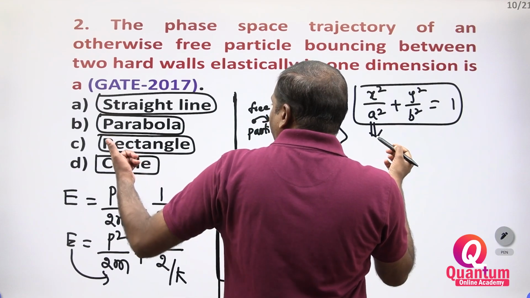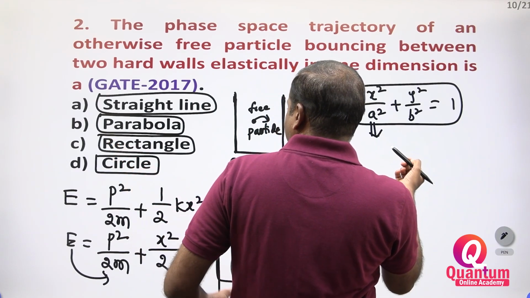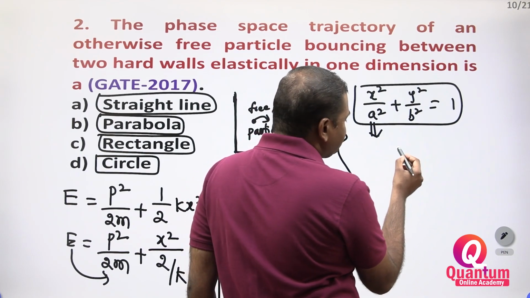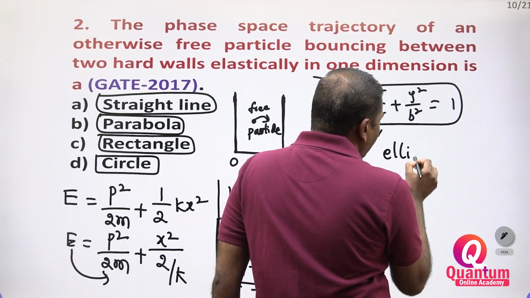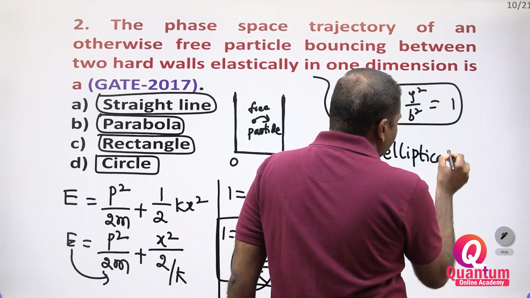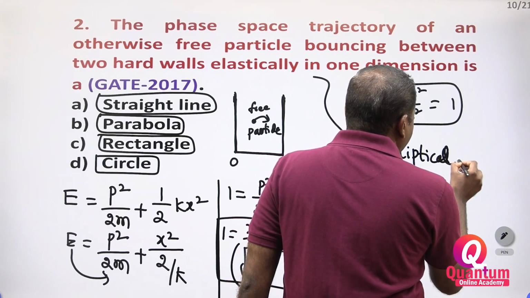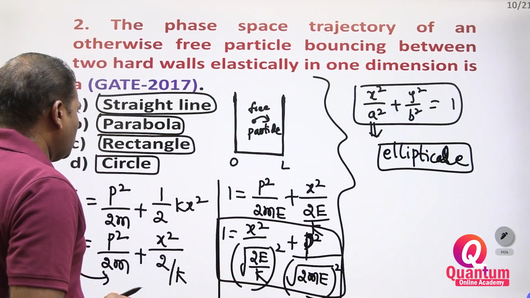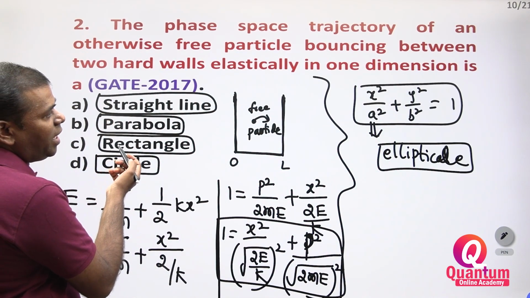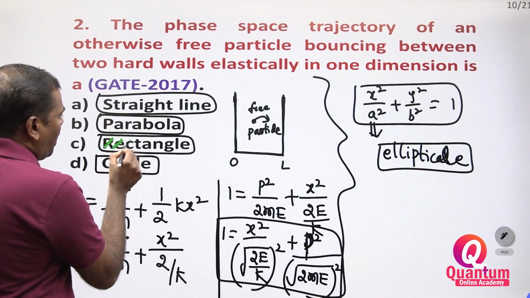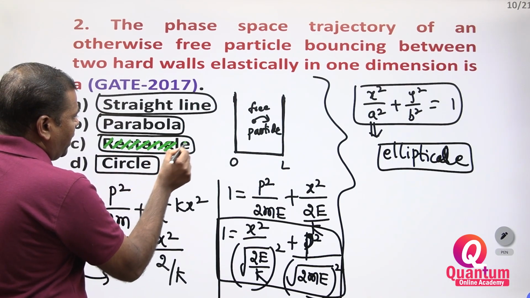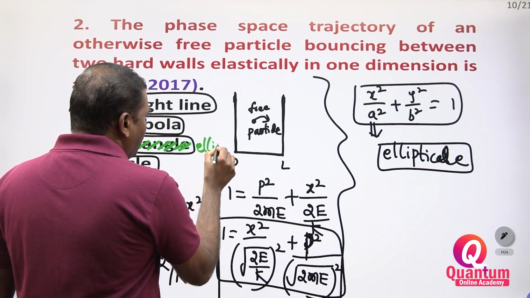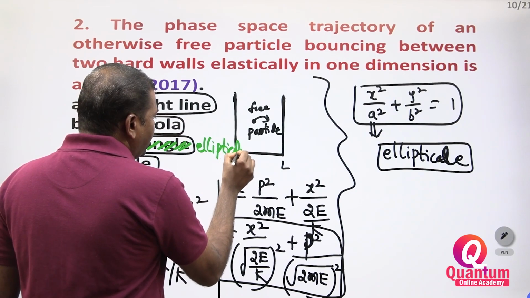It is an elliptical equation. This equation is an ellipse. This equation is an elliptical equation, right? So this is an elliptical equation. All the options I gave are wrong options except the one you have to take, option C, the ellipse, the elliptical one.